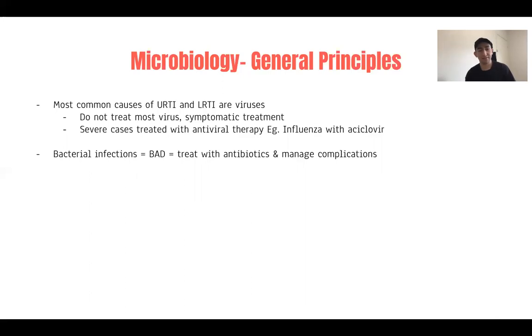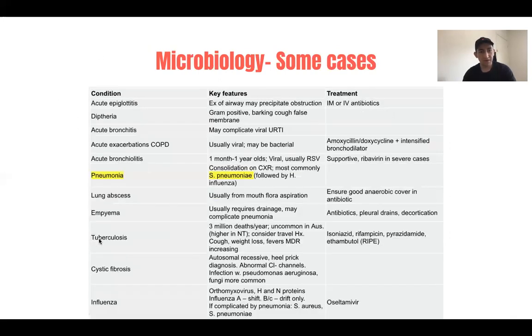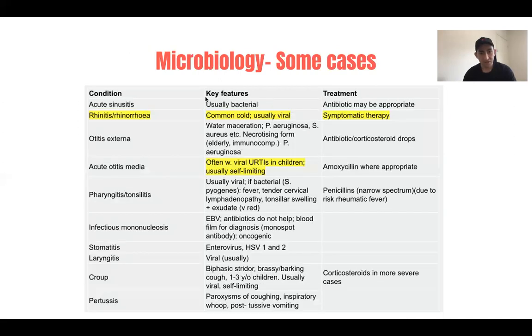Bacteria are bad. They mess stuff up. You treat them with antibiotics and you manage their complications. With a lot of bacterial infections, you can have a nasty range of complications in other parts, which you might not expect, so you need to manage that as well. Here's another table with all the various sites of infection, what the features are, and also a few complications. For example, you need to know that acute otitis media is often seen with a viral upper respiratory tract infection in children, as we saw, and is usually self-limiting, treated with amoxicillin when appropriate.